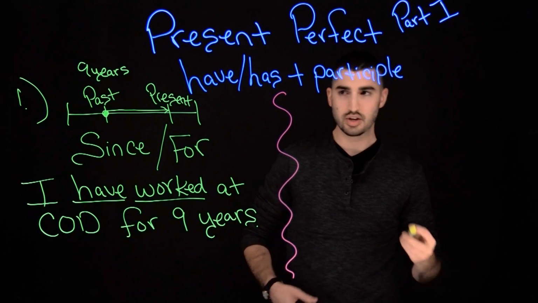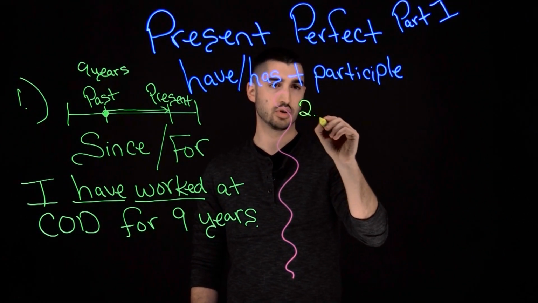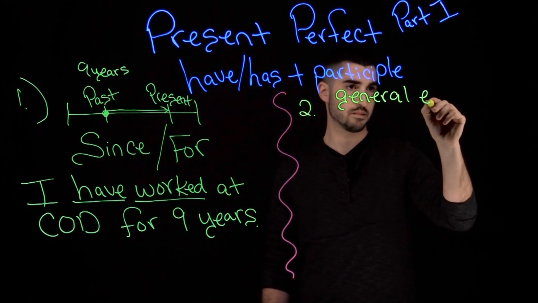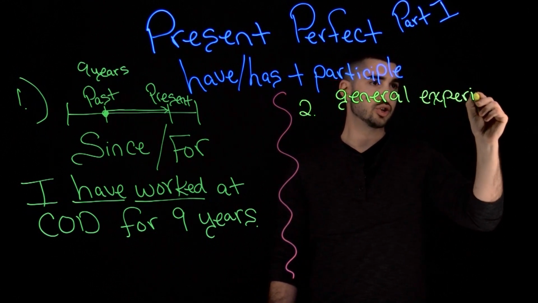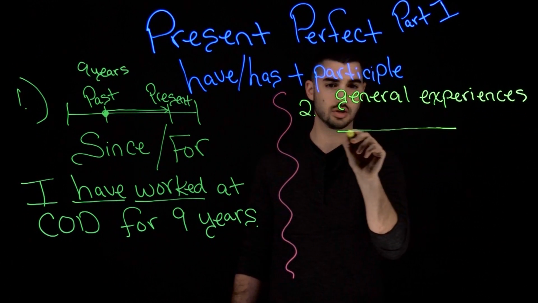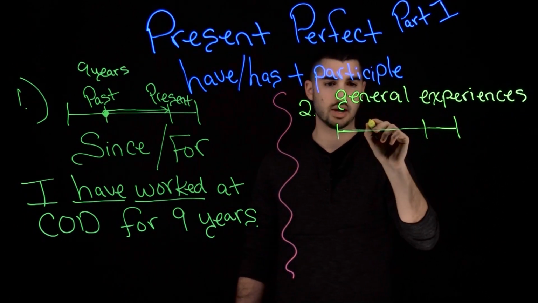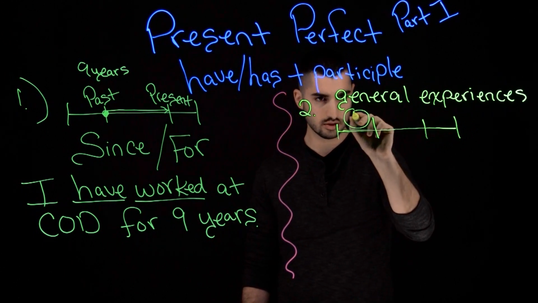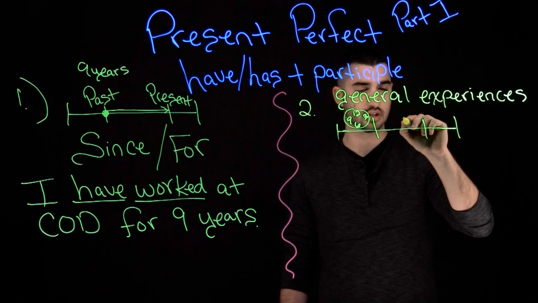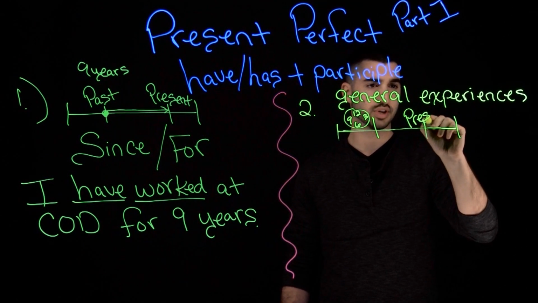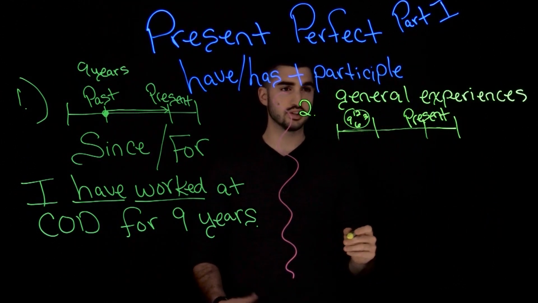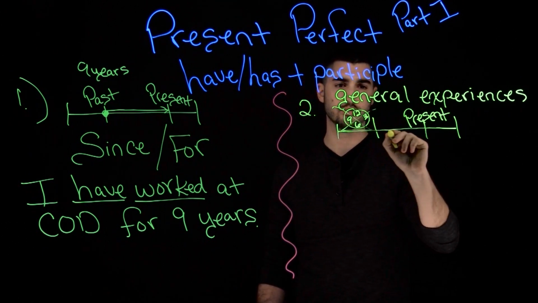And another way is to describe general experiences. And I'm going to draw another timeline to show what I'm talking about here. On the left side, I'm going to draw a clock. And then on the right side, I'm going to write present. And when we're talking about general experiences using this verb tense, the time doesn't really matter.